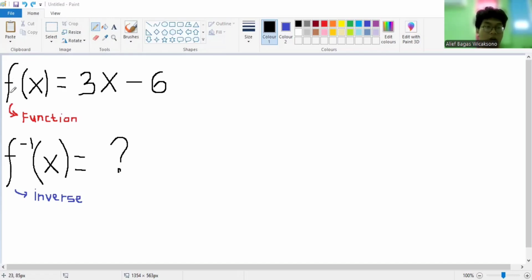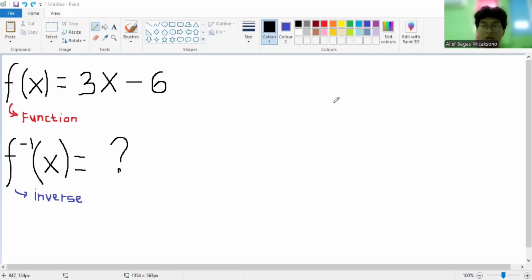So we have f of x equals 3x minus 6. This is the function and we need to know the inverse of this function. So this is the symbol of inverse function. And first of all, we need to know the definition of inverse function.